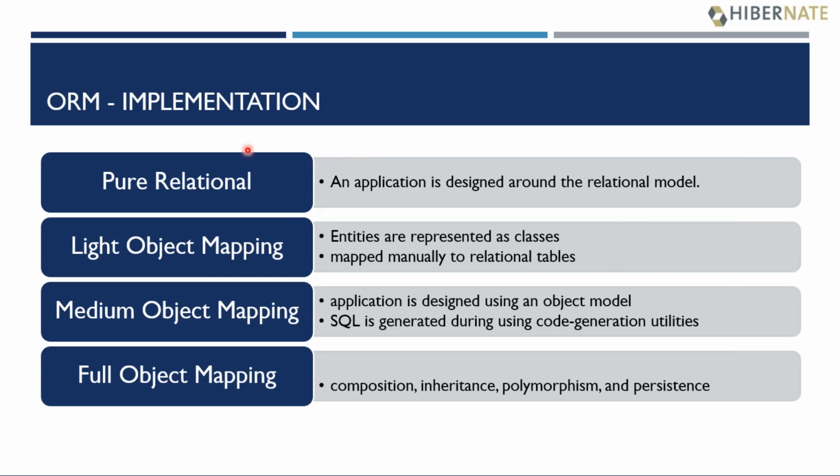So it is pure relational, light object mapping, medium object mapping, and full object mapping. Pure relational is where an application is designed around the relational model. Light object mapping is where entities are represented as classes and they are mapped manually to the relational tables. That is what we have done in JDBC. Medium object mapping is where the application is designed using an object model and SQL is generated using code generation utilities. And full object mapping is where you will be able to map all the relationships of the object model to the relational database.